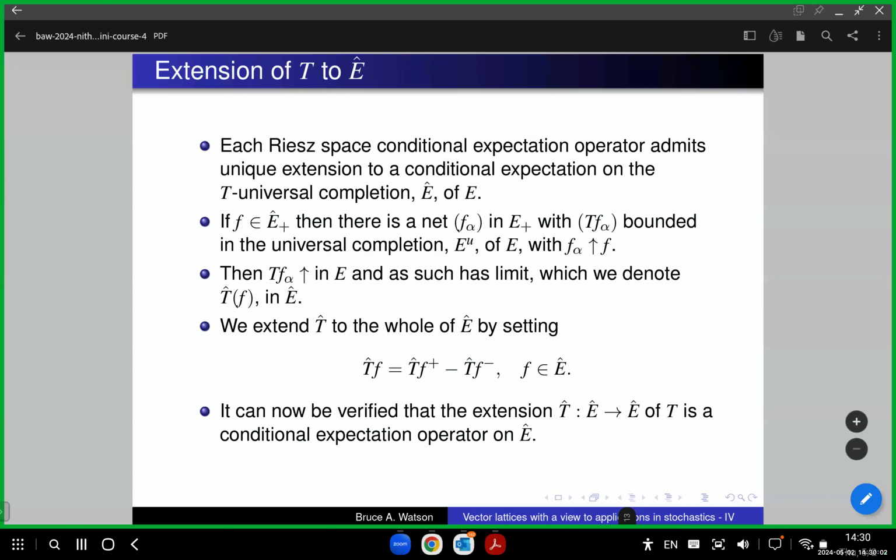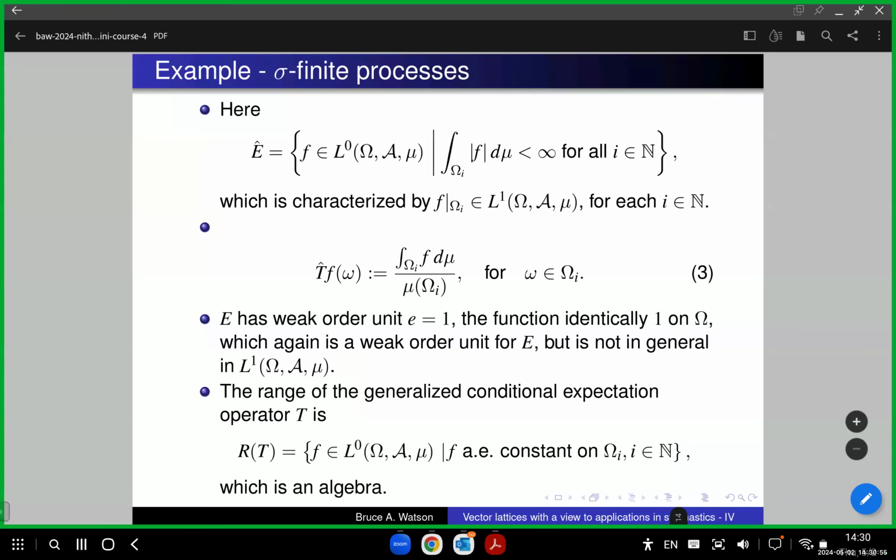And we extend T hat to the whole of the space E hat, again by breaking F into F plus minus F minus, applying T hat to F plus and to F minus, and then subtracting those two results. And it can now be verified that T hat is linear, it is order continuous, its range space is Dedekind complete or order closed in E hat. It is a projection, it is positive, and it maps weak order units to weak order units. So it is indeed a conditional expectation operator on E hat, and it is an extension of T.